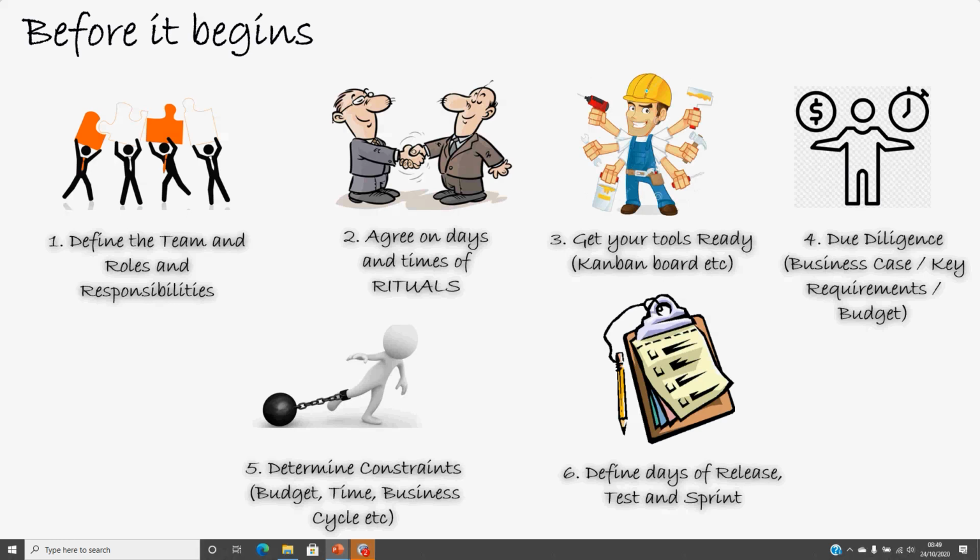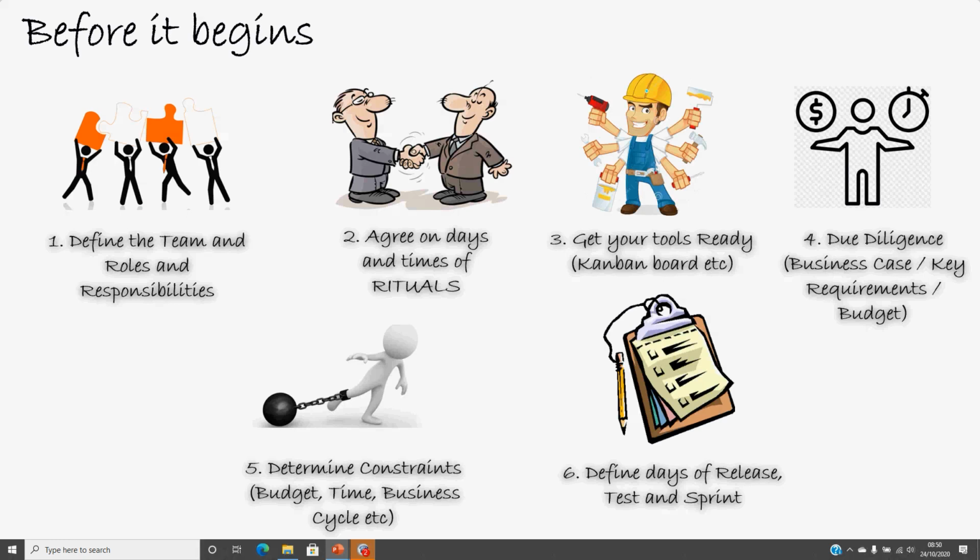Then you get your tools ready, that you have your Kanban board ready. If you're using physical tools, then your markers and your pencils and your sticky notes, all of them, you get them ready for your Kanban board. Or if you're going digital, then your Jira software or your Monday or whatever, you use those tools. So you could get them ready for your agile, for your sprint delivery.